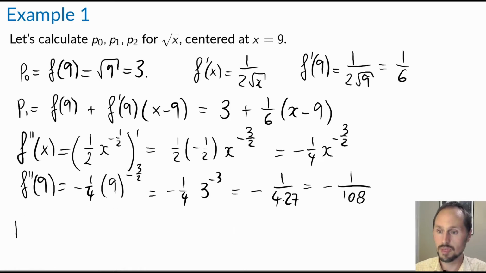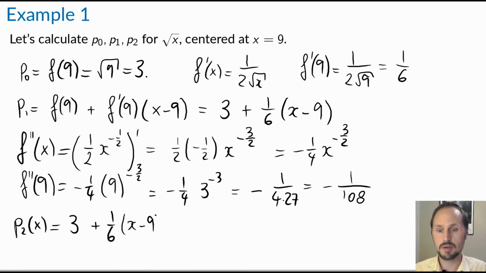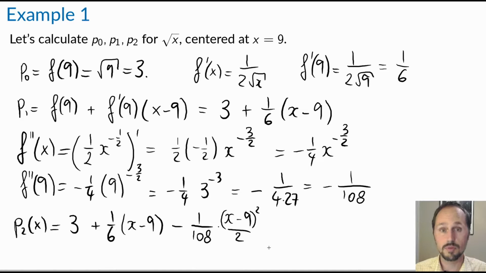So now our P2 of x is going to be, we can take the P1 part, that's going to be 3 plus 1/6 times (x minus 9), and then we get -1/108 times (x minus 9) squared, whole thing over 2. So this is now, well, we can simplify this up a little bit.